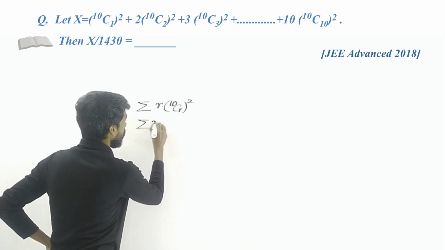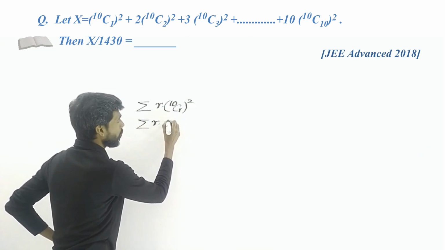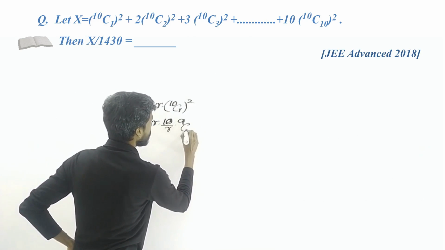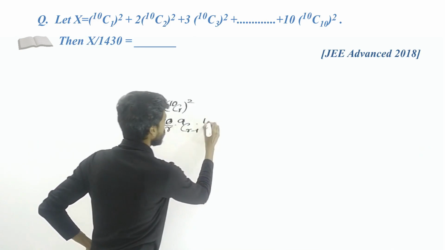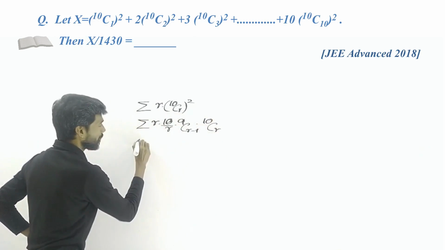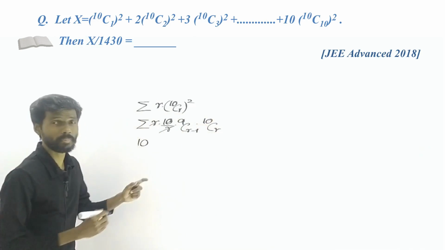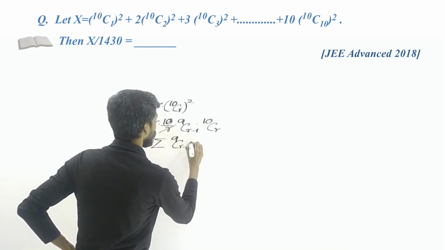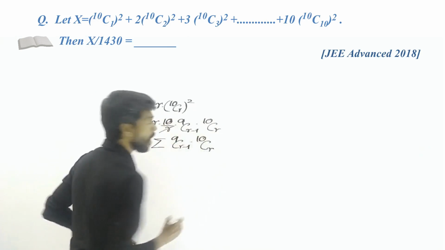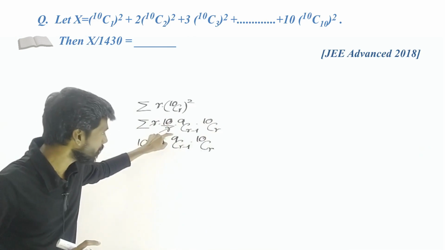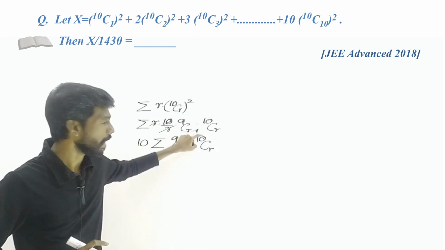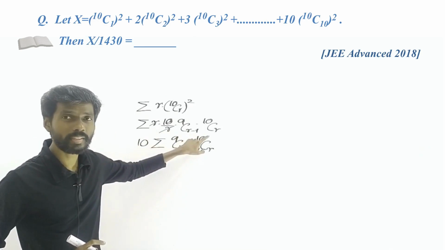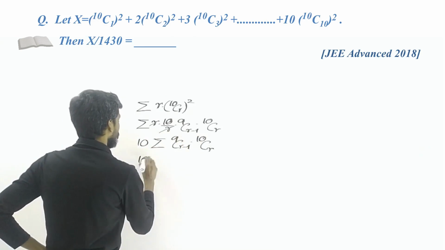Summation of r multiplied by 10Cr. 10Cr can be written as 10 divided by r multiplied by 9C(r-1). The next 10Cr is written as it is. So the r gets cancelled here, right? So 10 multiplied by the sum of 9C(r-1) multiplied by 10Cr. Same form, like nCr into nC(r+k). That difference is k, n is 9 and m is 10. So directly we can write the answer.